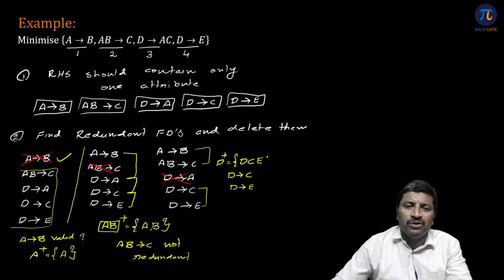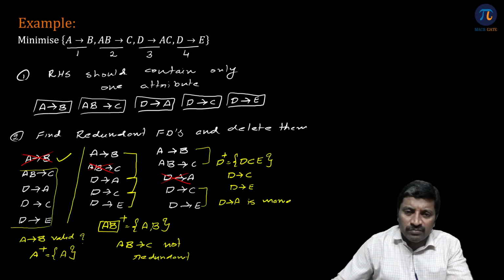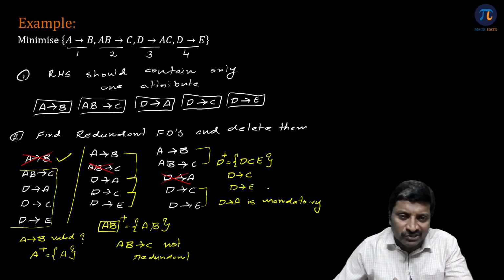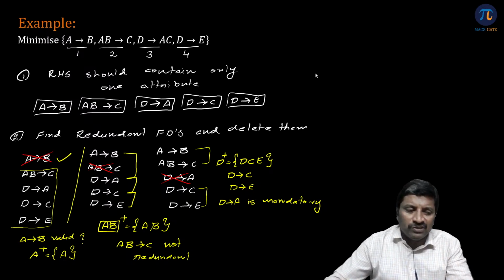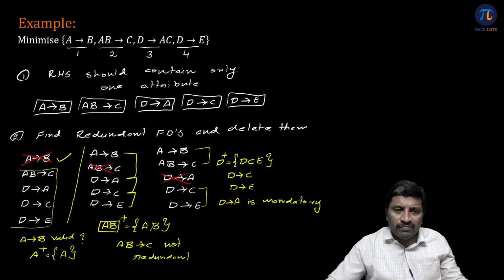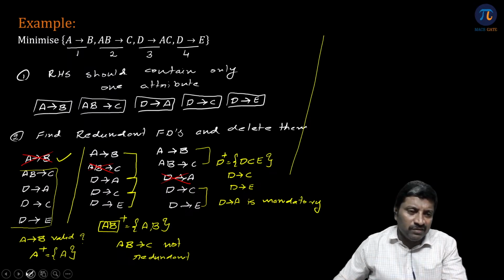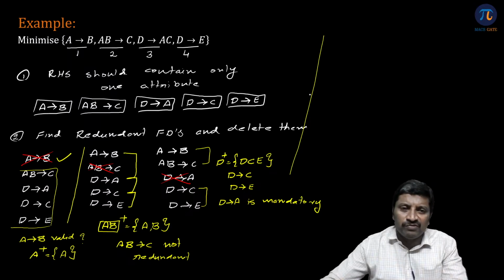Anything possible, sir? No, but I am unable to get A. So that means it is mandatory, or it is compulsory, right? Sir, instead of writing redundant, I am using one more word. That's it. So the first 3 are mandatory. Let us verify the fourth one.